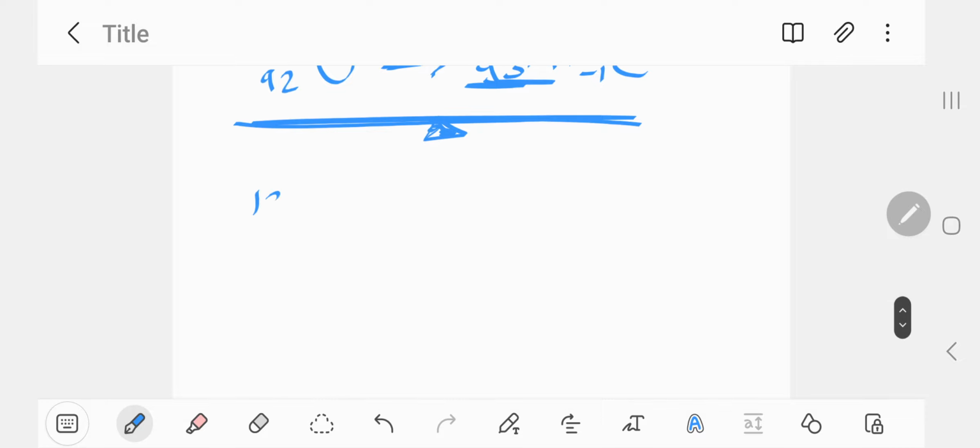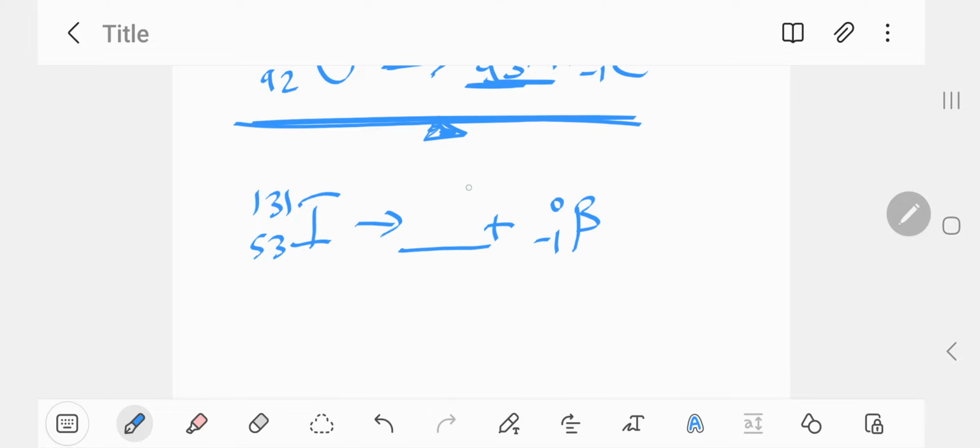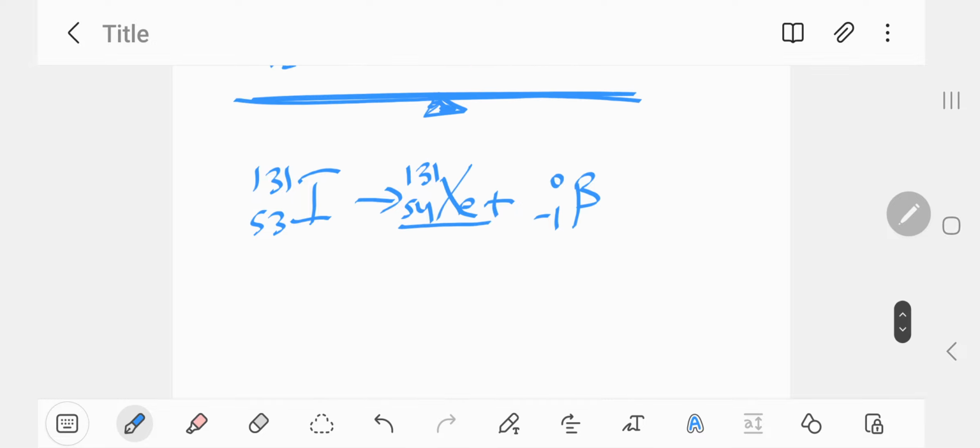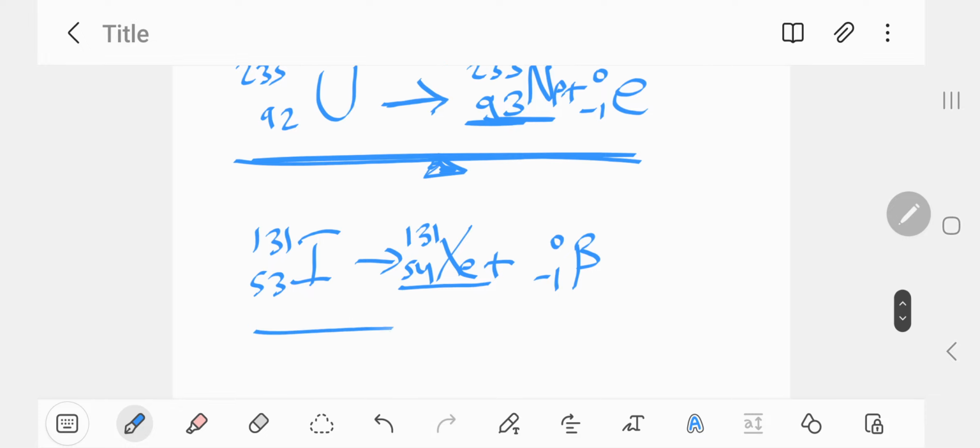Let's do iodine-131. The beta decay for this. How do we do it? So it decays into a beta particle. Let's use this symbol. So something plus 0 is 131. Well, that's 131. Something minus 1 is 53. That's 54. If you go to the periodic table, what element has atomic number 54? That's xenon, Xe. And that's how you do it. That's beta decay.